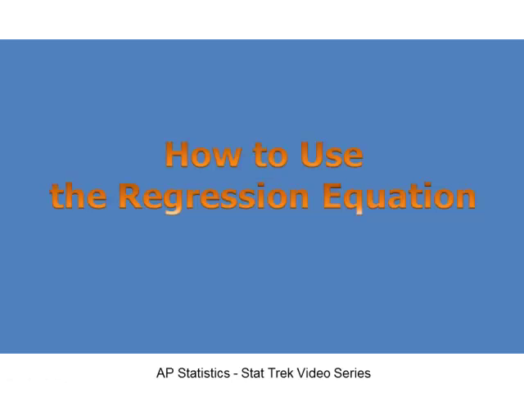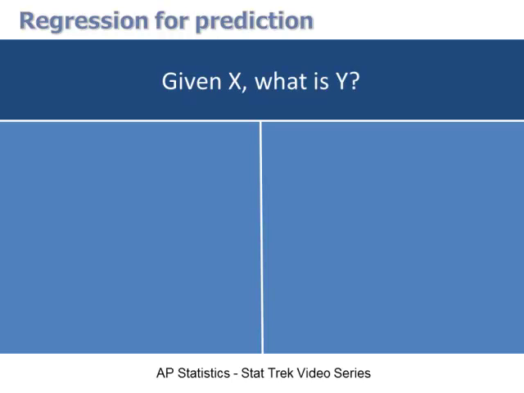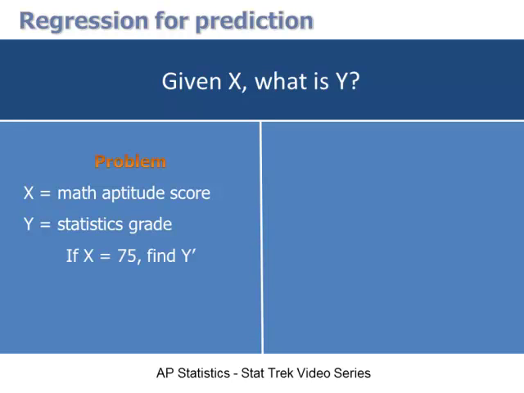Now that we've defined the regression equation and checked its fit, let's talk about how to use it. Probably the most common use of the regression equation is for prediction, predicting the dependent variable y when you know the independent variable x. In our example, the independent variable is the student's score on a math aptitude test. The dependent variable is the student's grade in statistics. Suppose the student made a 75 on her math test. What grade would we expect her to make in statistics?